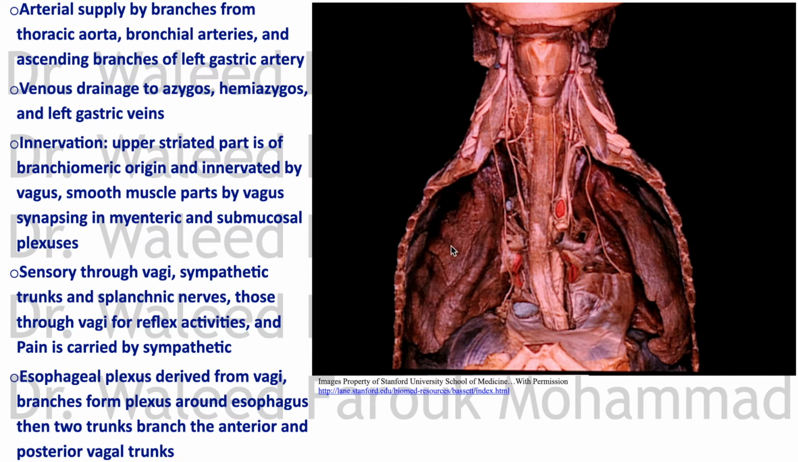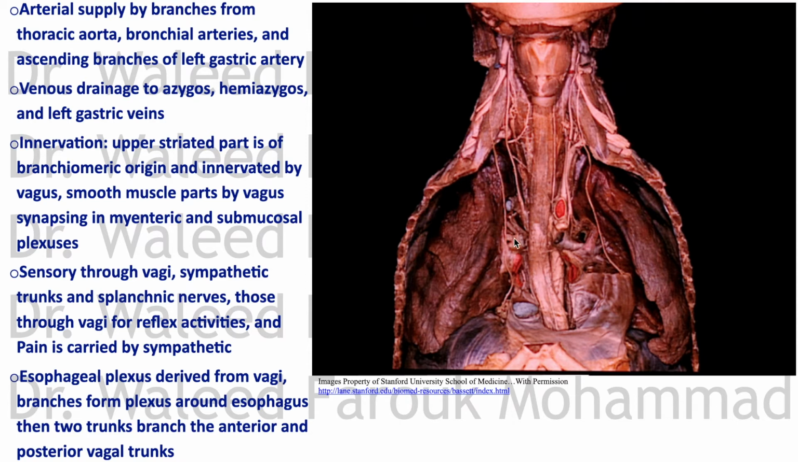Innervation, it's all by the vagus, by the way, but directly from the vagus in the upper part, which is of branchiomeric origin. And by the way, the upper part of the esophagus is mixed skeletal and smooth muscle, different than the middle and lower parts, which are purely smooth muscle fibers. The vagi form an esophageal plexus on the esophagus and give rise to the vagal trunks that will go down and supply the stomach, as we will see in the abdomen.